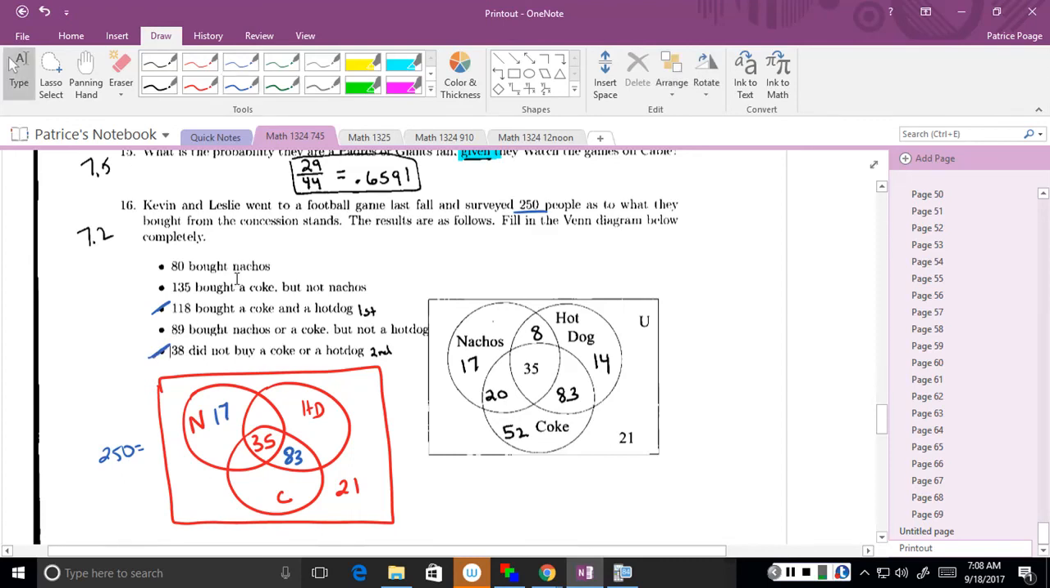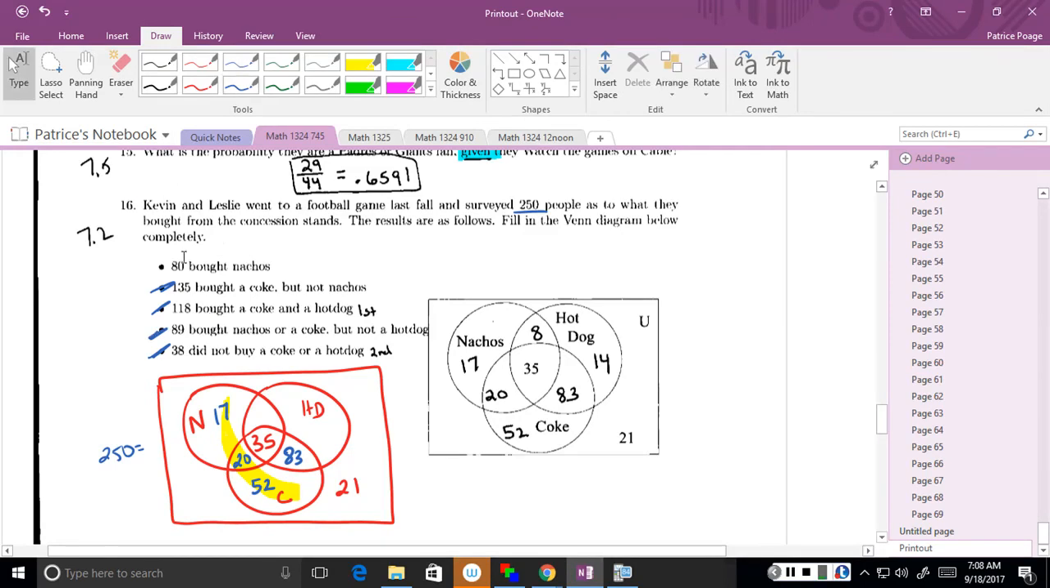Back at the top, 80 bought nachos, can't do it yet. 135 bought a Coke, so they're in the Coke circle, but not nachos. So that's just these 2 areas. We have 83 already. If we do 135 minus 83, we'll get 52 right there. Okay. 89 bought nachos or a Coke, but not a hot dog. So we're looking at these 3 spots, nachos or a Coke or both, but not a hot dog. And so I can do 89 minus those 2 numbers, and that will leave me with 20 right there.